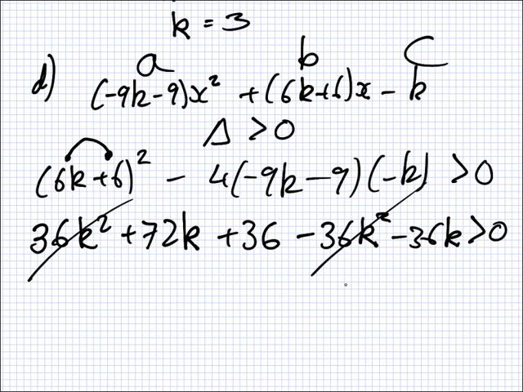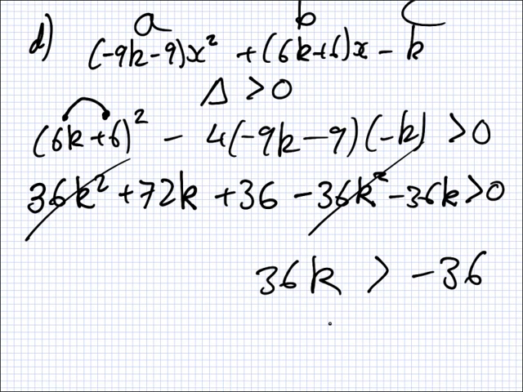So 72k minus 36k is 36k, isn't it? Yeah. And then it's just the 36 here. Bring it to the other side and you get minus 36. So finally, k is more than minus 1.